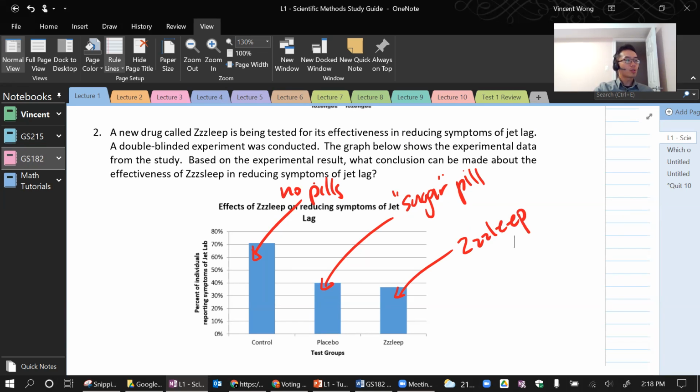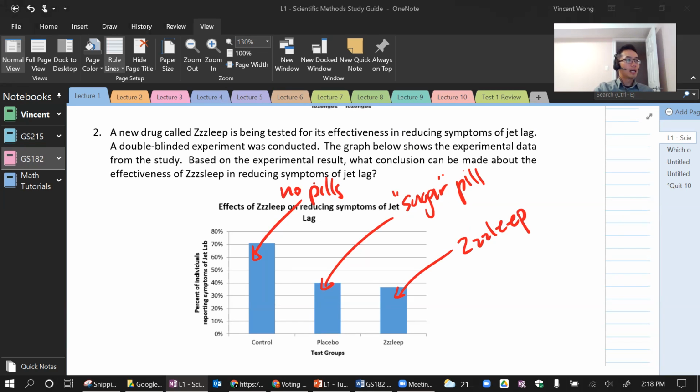So based on these results, what do you think? Do you think it is effective or not effective? Choose A if you think the drug is going to help with jet lag. B if you think it is not. And if you're not sure, you can choose C.